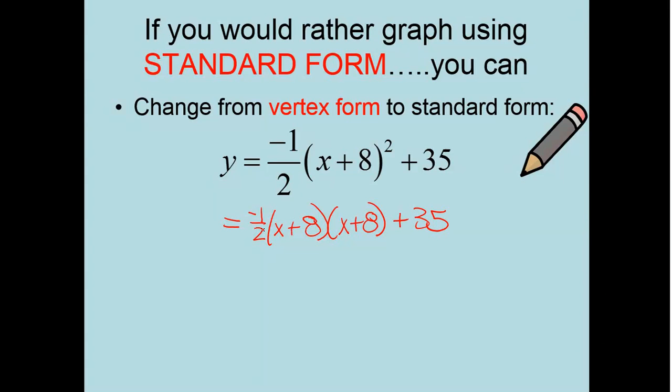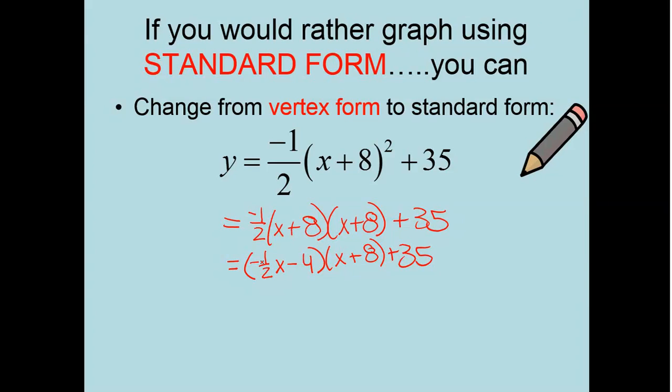Now, let's multiply this 1/2 in. So I'll get -1/2 x minus 4. Now, you only need to multiply it to the first one, not both. Some people like to multiply it to both of these. You only need to multiply it by the first one.